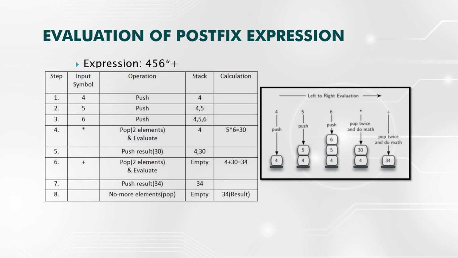The next symbol scanned is asterisk, which is an operator. So, whenever an operator is encountered, the top 2 elements will be popped out. First 6 will be popped out, which is represented by A, then 5 will be popped out. The operator which has been encountered will be operated upon the top 2 elements which have been popped out. So, 5 into 6 is 30, and 30 will be pushed back into the stack.